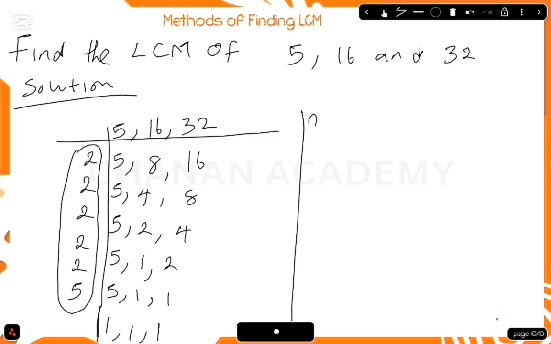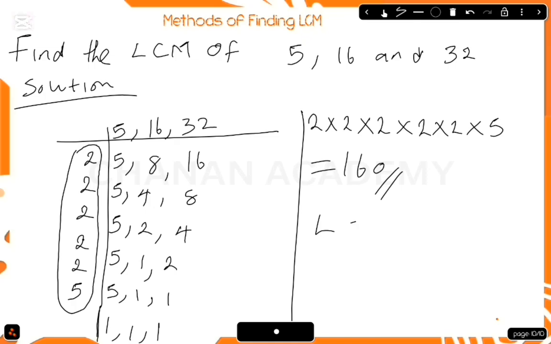So we multiply these numbers. 2 multiplied by 2 multiplied by 2 multiplied by 2 multiplied by 5 is equal to 160. So 160 is our answer. So the LCM is 160.